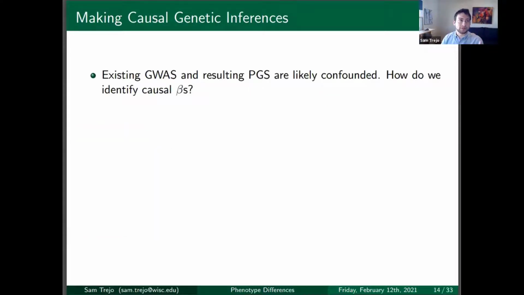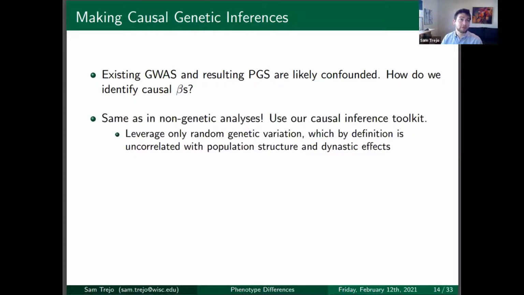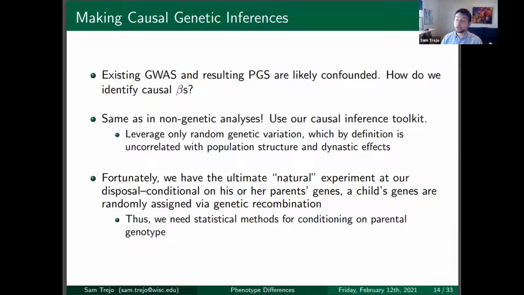So how do we make causal genetic inferences? Existing GWAS and polygenic scores are likely confounded. How do we identify the causal betas? How do we test this? What I propose is that we use the same tools as in non-genetic analyses, and others have proposed this too. We should use our causal inference toolkit and try to leverage only random genetic variation, which is by definition uncorrelated with population structure and dynastic effects. With genes, we have this ultimate natural experiment, pun intended, where conditional on his parents' genes, a child's genes are randomly assigned via recombination. So we really just need statistical methods that allow us to condition on parental genotype.